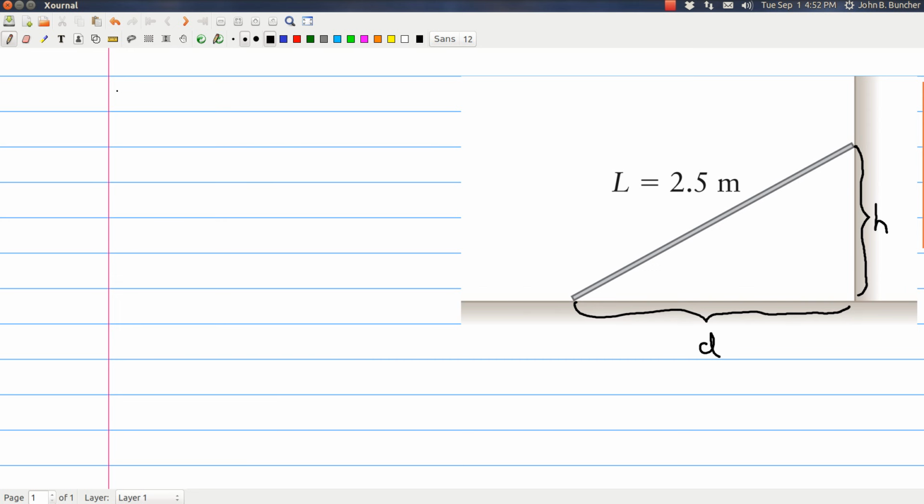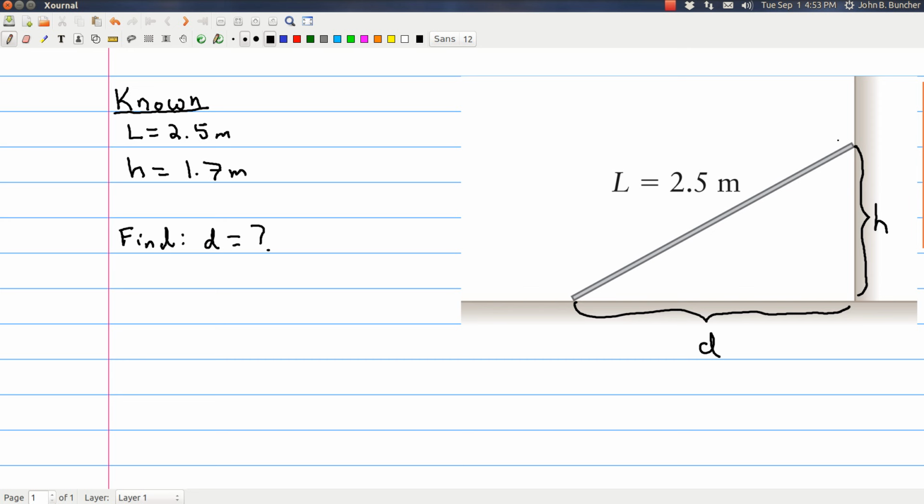Okay, so we want to go over here. It's good practice to just start listing all the things we know. So I know the length is 2.5 meters. I know the height was 1.7 meters. And we're trying to find D.